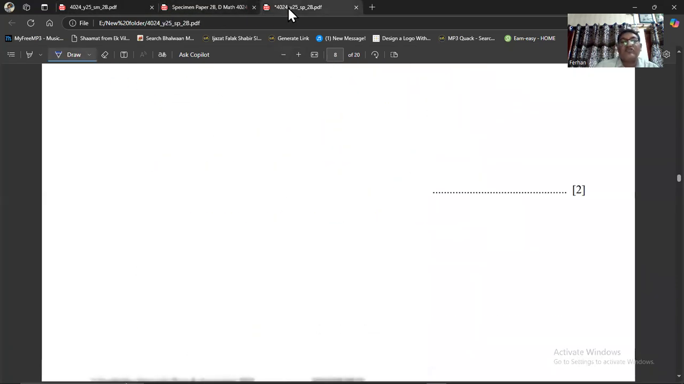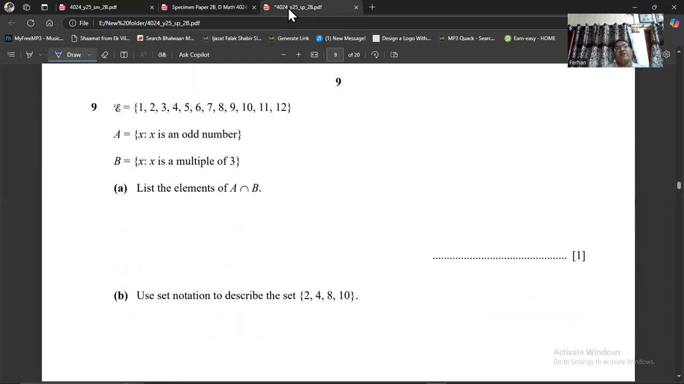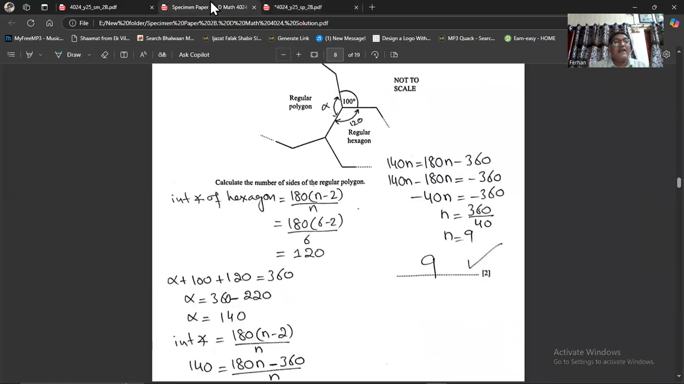Now we are going to the next question, which is question number 9. Here we have a universal set given. Its members are 1, 2, 3, 4, 5, 6, 7, 8, 9, 10, 11, 12. A is a set which has odd numbers, so A will be 1, 3, 5, 7, 9, 11. And B is the multiples of 3, so the multiples of 3 will be 3, 6, 9, and 12. The first question is to list the elements of A intersection B. A intersection B means the common elements between A and B.